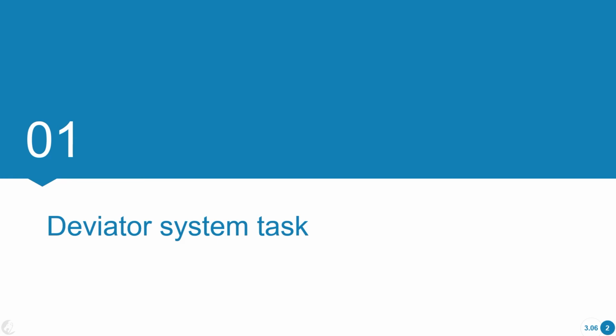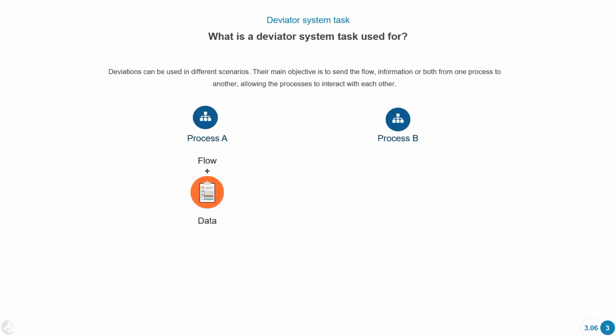Deviator system task. Deviations can be used in different scenarios. Their main objective is to send flow information, or both flow and information, from one process to another one, allowing these processes to interact with each other.